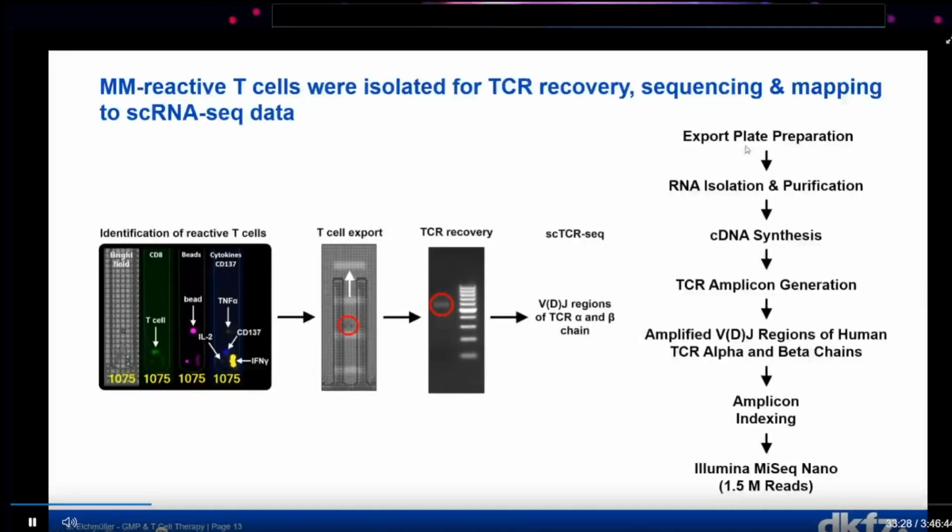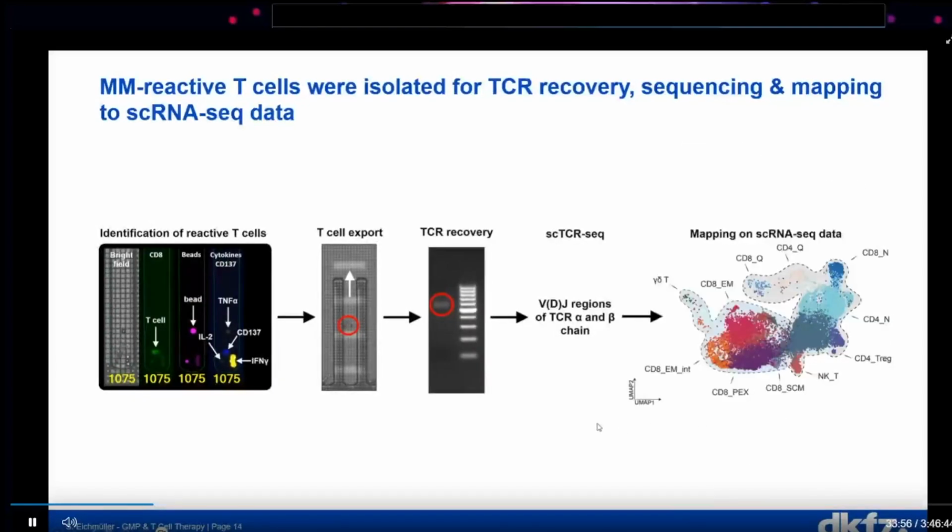We start with, of course, export, then RNA isolation and purification, cDNA synthesis with primers, which are already specific for TCRs, constant regions. And in the end, we have the sequence of that individual T cell receptor. Of course, to my feeling, it's not possible to continue experiments with this one T cell, but we can continue experiments with the TCR.